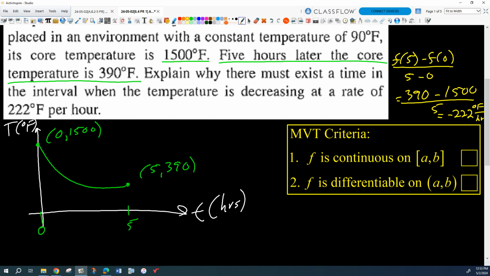So that is the slope of the secant line connecting those, right? Slope of the secant line is negative 222. So do we meet the criteria for the mean value theorem here? Is F, which is really capital T, right? Is T of t continuous on our interval from, well, what's a to b in our case?